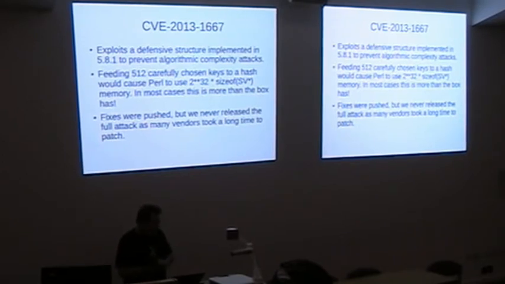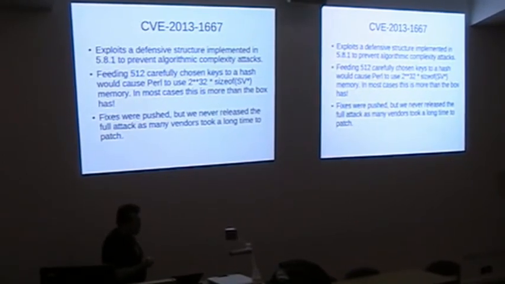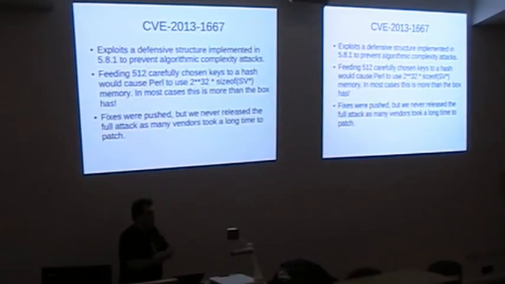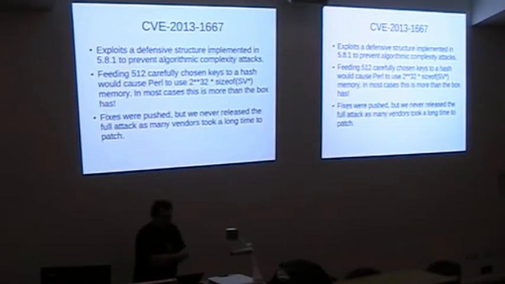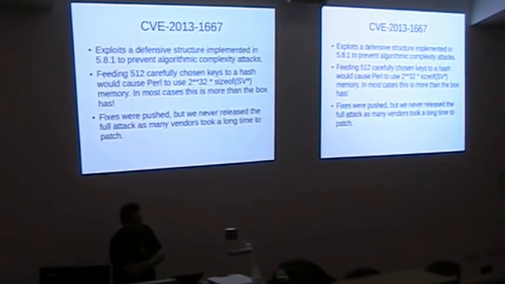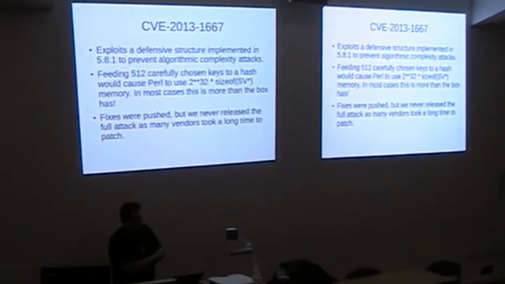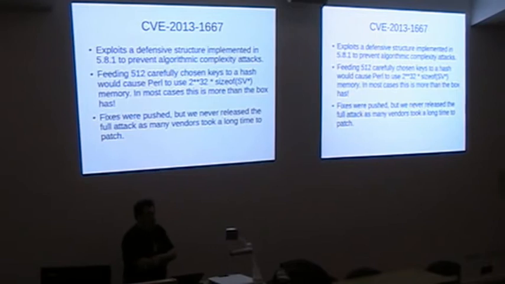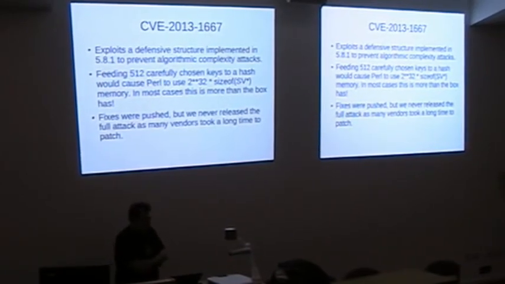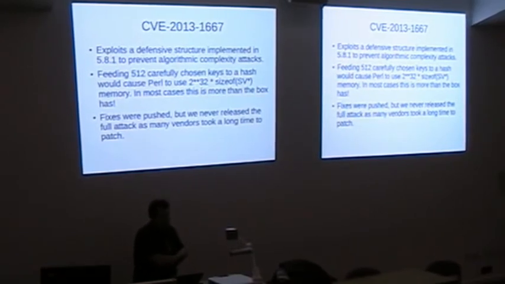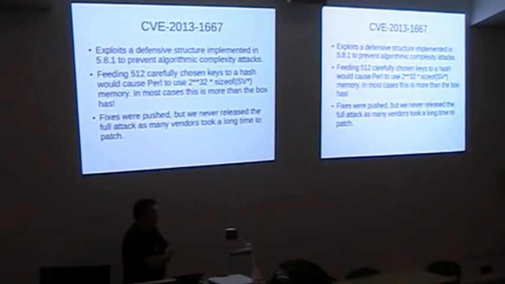So the first problem that we found was CVE-2013-1667, of which I'm inordinately proud as it's my first CVE. What it turned out was that in 5.8, when we found out about this algorithmic complexity attack, we added some defensive measures to Perl to prevent these attacks from producing pathological behavior. The problem was that you could attack that mechanism itself. By feeding 512 carefully selected keys, you would cause Perl to chew up all the memory on your box. When we found this, it turned out that the fix was relatively simple. It was just to disable the defensive mechanism in the first place.